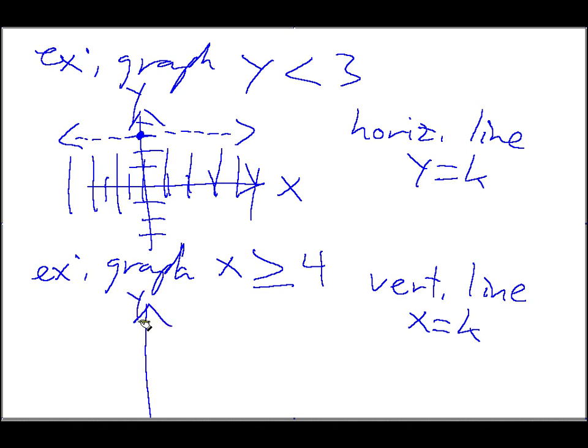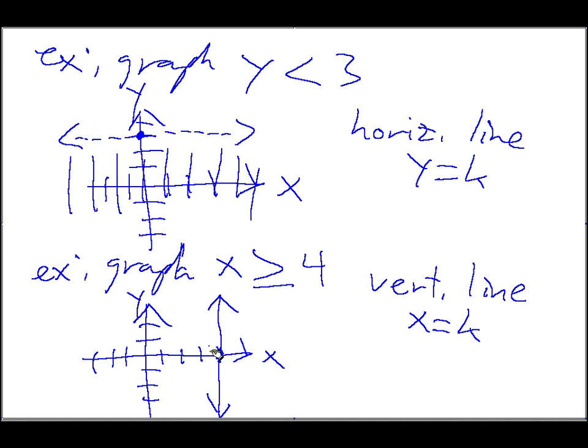Let's look at how to graph that. So here's y. Here's x here. 1, 2, 3, 1, 2, 3, 1, 2, 3, 4. So we go to 4 on the x-axis, 1, 2, 3, 4, and we make a vertical line right there. Now, is it a solid line or a dashed line? Well, there's an equal sign this time. So it's going to be a solidly drawn line, a solid vertical line. Okay, no dashes, all right?